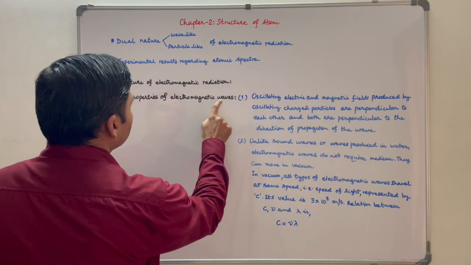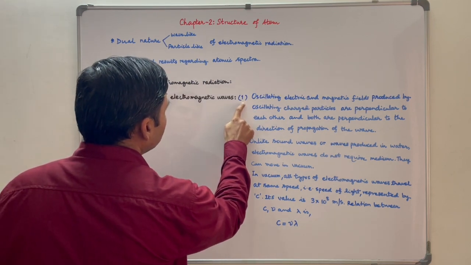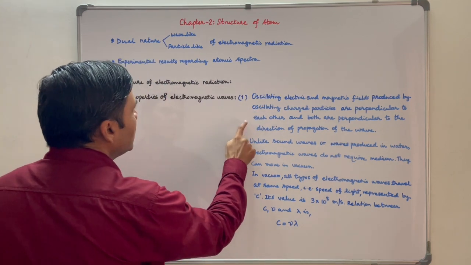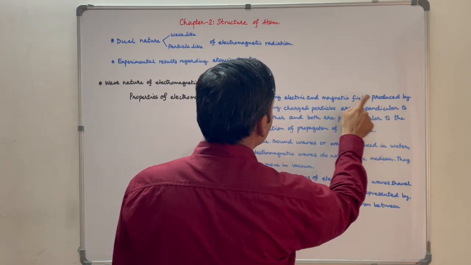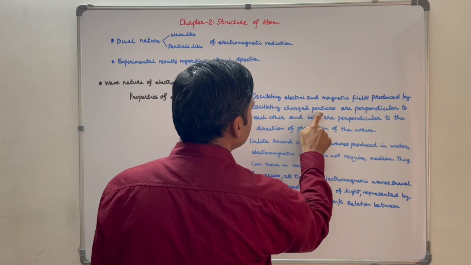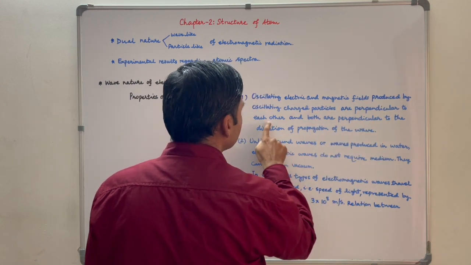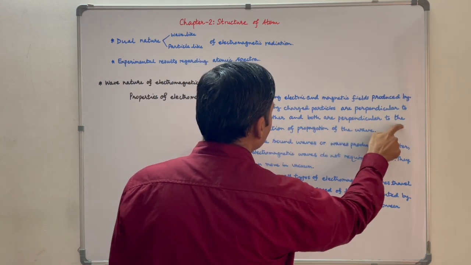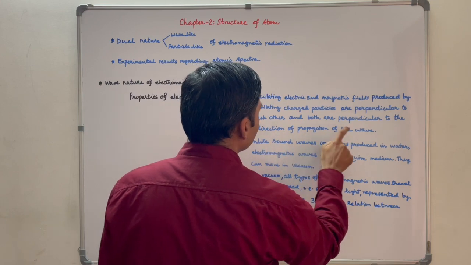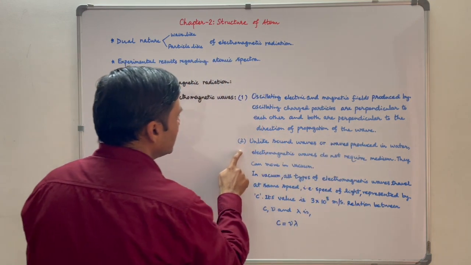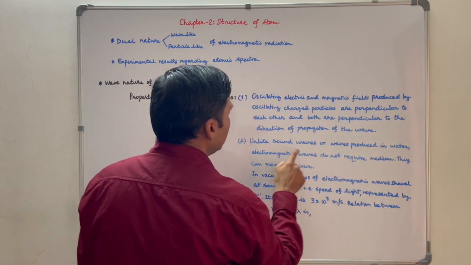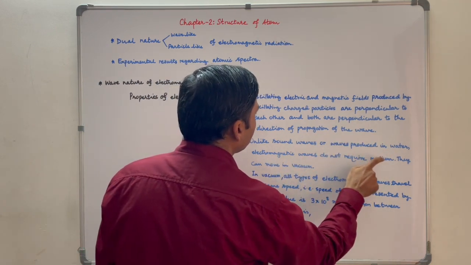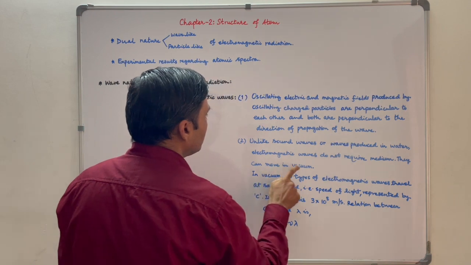Properties of electromagnetic waves. First property, we have just seen this property. Oscillating electric and magnetic fields produced by oscillating charged particles are perpendicular to each other, and both are perpendicular to the direction of propagation of the wave. Second property, unlike sound waves or waves produced in water, electromagnetic waves do not require medium. They can move in vacuum.